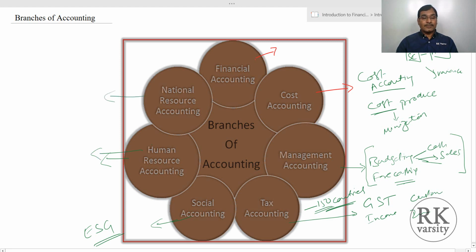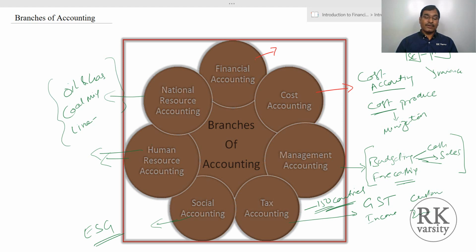Another important aspect is natural resources accounting. Especially this accounting became important for companies which are into infrastructure or exploration of natural resources, like oil and gas companies, which explore oil and gas from gas fields. Then you have coal mining. Then you have companies which extract limestone for cement manufacturing. Then water resources. So organizations, that is the companies, use natural resources for economic development.